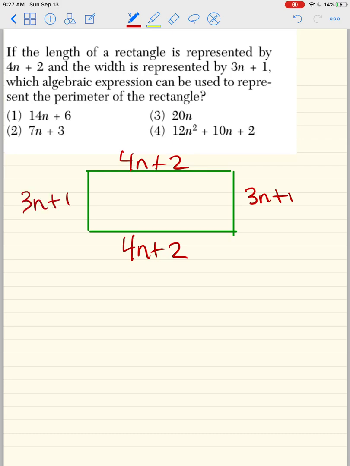Okay, it says, which algebraic expression can be used to represent the perimeter of the rectangle? Well, perimeter means to add. It's all the surrounding. So let's add them. So that's 4n plus 2, 4n plus 2, 3n plus 1, 3n plus 1.